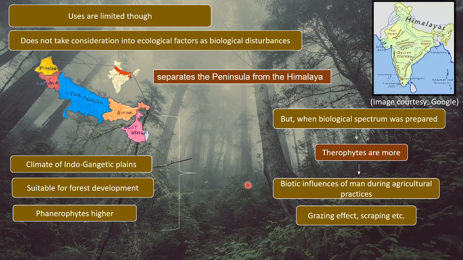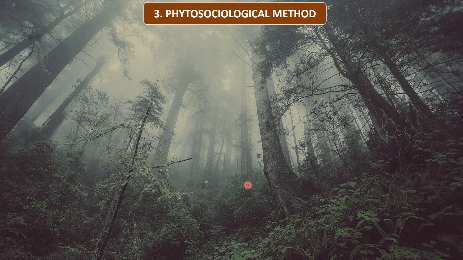So this is how biological disturbances can cause harm to a particular area, right? So this is about the physiognomic method, where we have to actually make a biological spectrum of that area, which gives us an idea of the habitat of that area. Right, now we move towards the understanding of the phytosociological method, which is the third method.